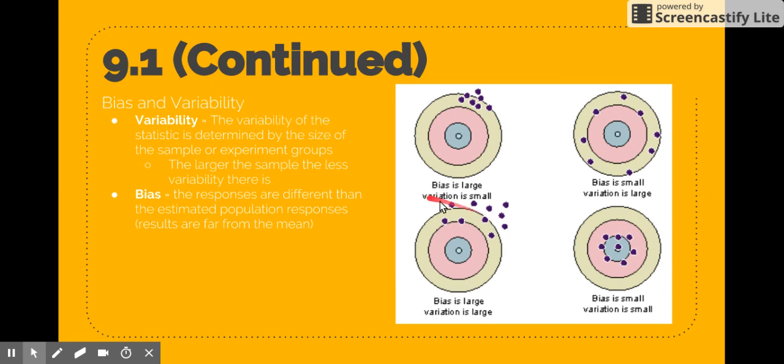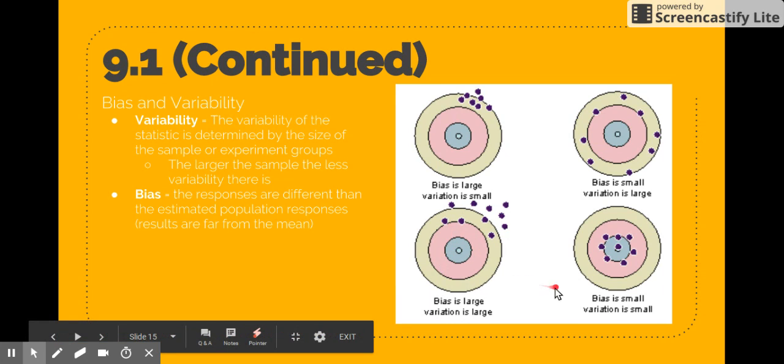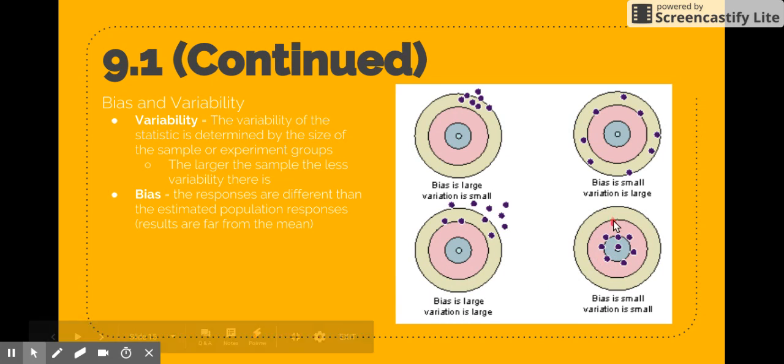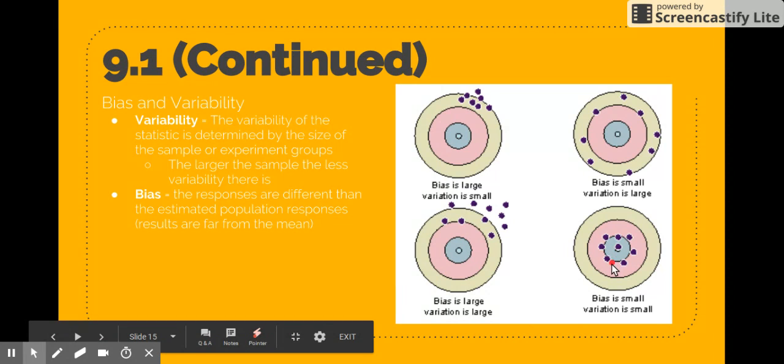And the bias is large because the bias is in this section of the target. It's not spread out equally throughout the target. Whereas in this one, the variance is small and the bias is small because they're close together but also equal around the mean.